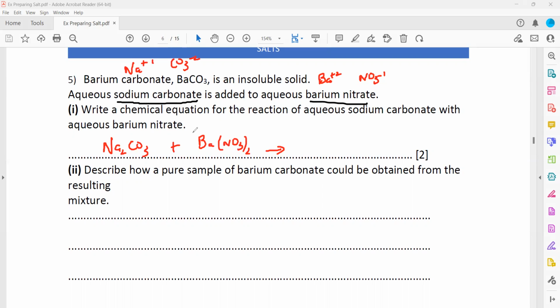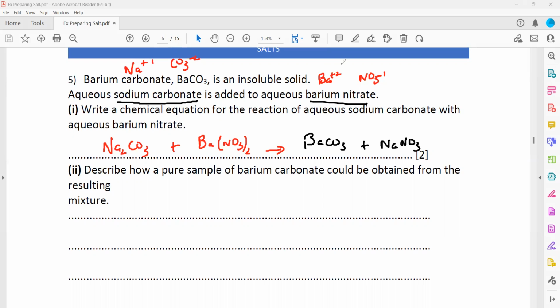When they mix with each other, the barium will take the position of sodium, and sodium will take the position of barium. So barium will come with carbonate, and barium is +2 and carbonate is -2. So the formula will be BaCO3 plus sodium nitrate. Sodium is +1 and nitrate ion has valency -1. So it will be NaNO3.